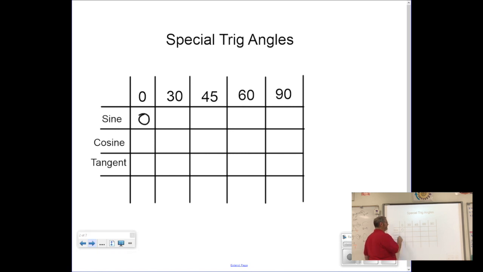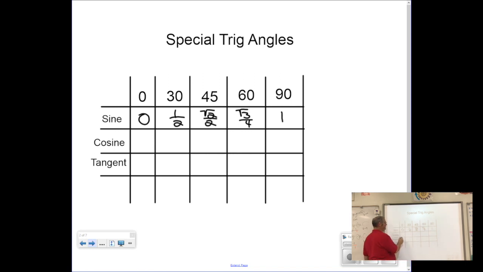The sine of 0 is 0. The sine of 30 is 1/2. The sine of 45 is square root of 2 over 2. The sine of 60 is square root of 3 over 2. And the sine of 90 is 1.